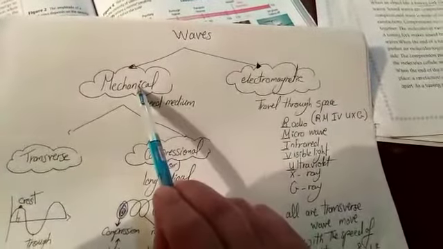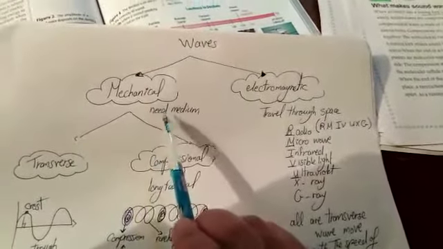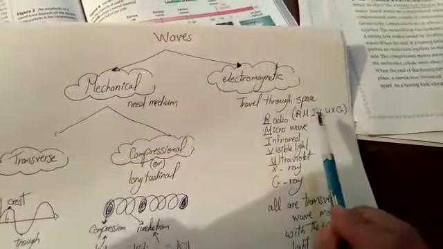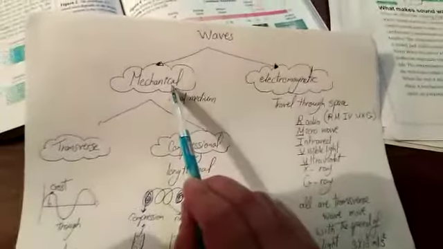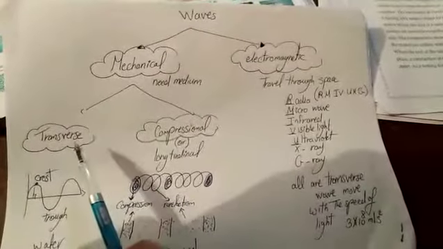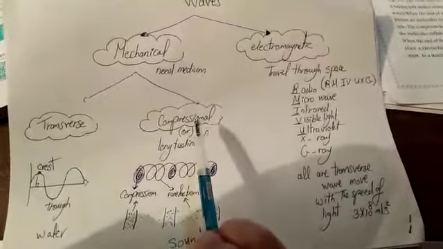So what's meant by the mechanical wave? It's the waves that need a medium to travel through, while the electromagnetic waves travel through space or through the vacuum. Mechanical waves can be divided into transverse or compressional. What is the difference between the transverse and the compressional?